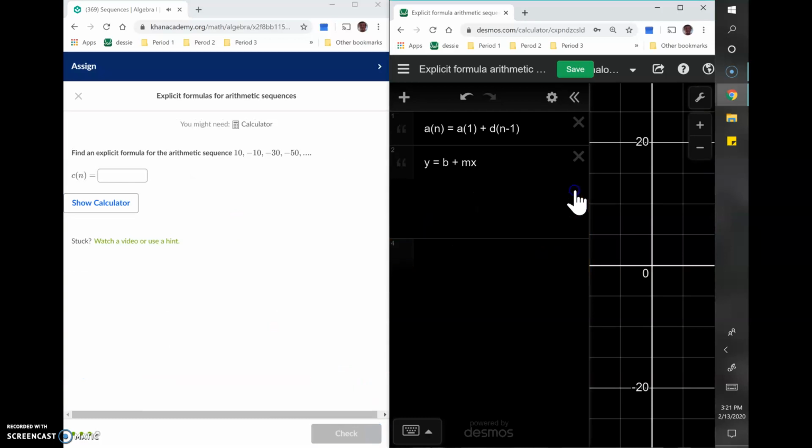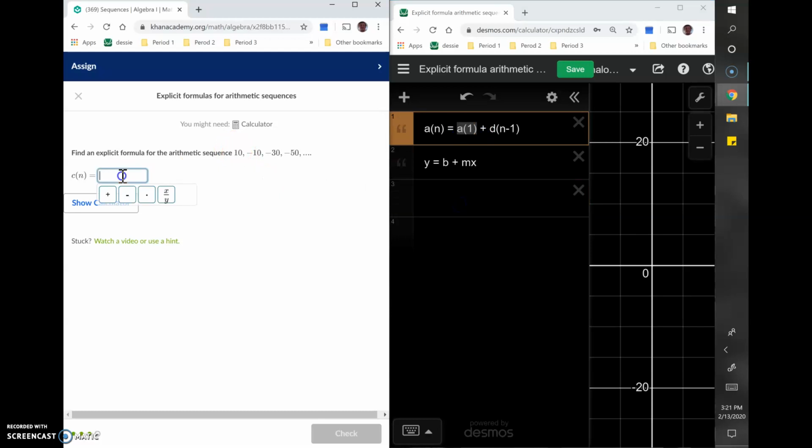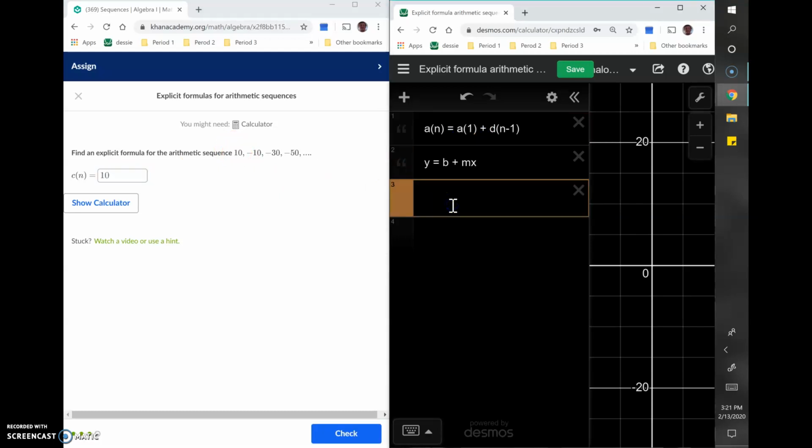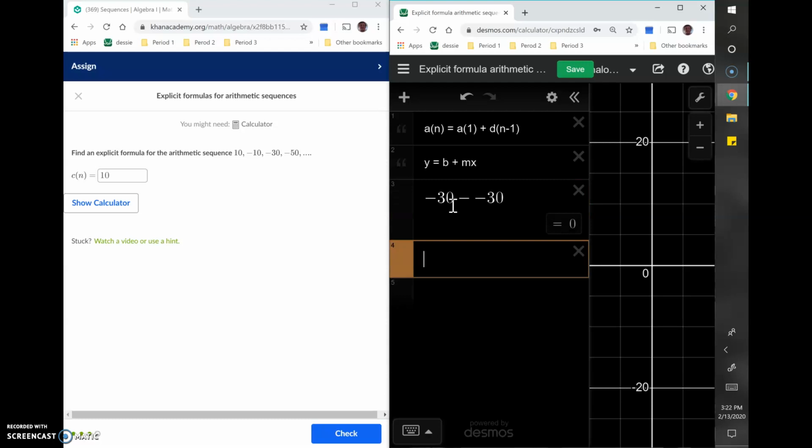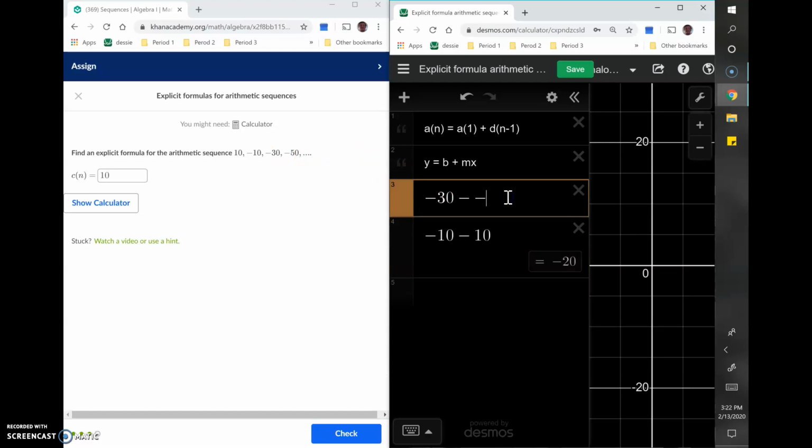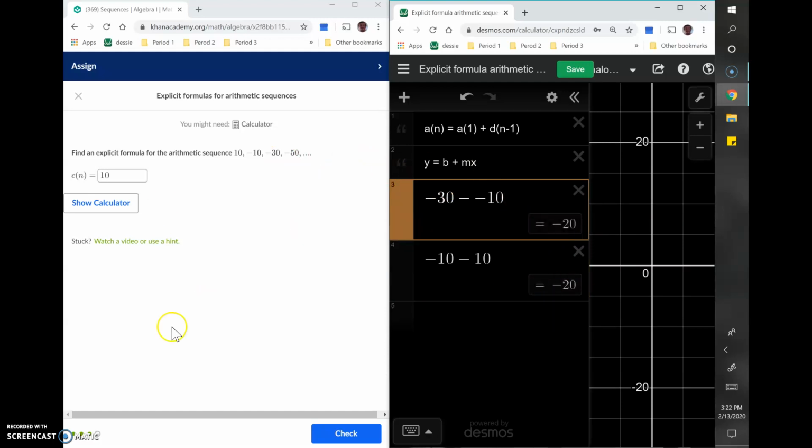So the last one, we're building it ourselves. We know that the first term here is the first number it gives us, which is 10. To find the difference, we just take 2 terms and we subtract them. We make sure we subtract them in the right order. So negative 30 minus negative 10. Or I could have done negative 10 minus 10. I'm sorry, negative 30 minus negative 10. My bad. And it's going to give us the same number.